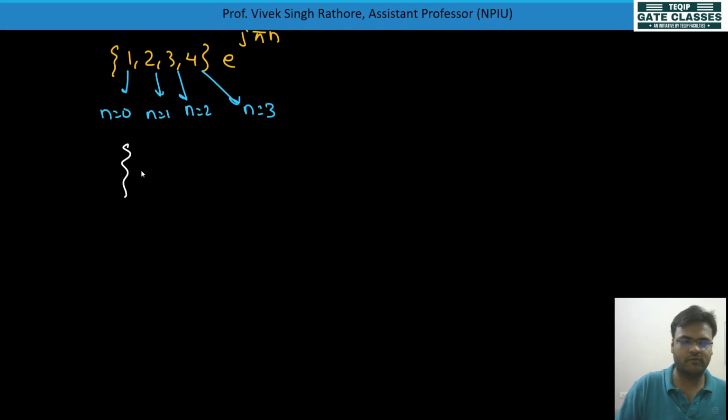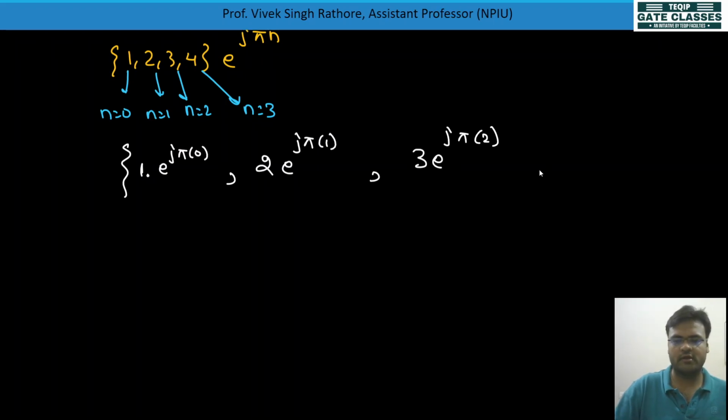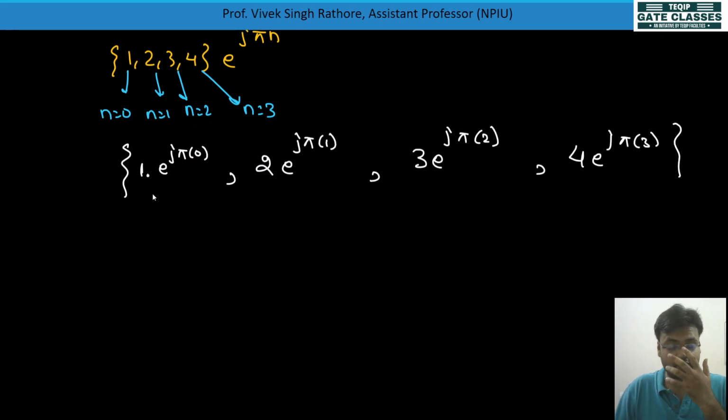This value is 1 into e to the power j pi into 0. Next value is 2 into e to the power j pi into 1. And next value is 3 e to the power j pi into 2. Okay, and next value is 4 e to the power j pi into 3. This is your IDFT of f of k minus 2.